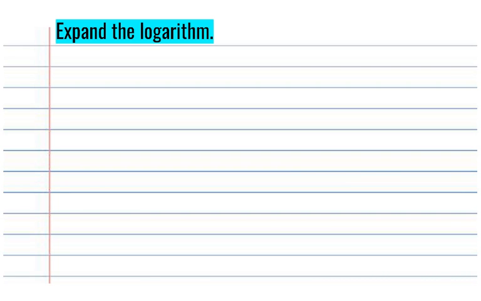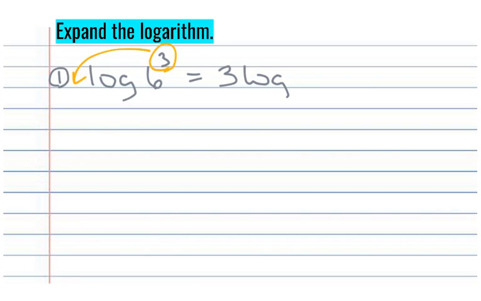So let's say they want us to expand the logarithm. The first example they give us is log 6 to the 3rd degree. This would follow under that power property since we have 6 to the 3rd power. So what can we do to expand this logarithm? We can take our 3 and move it out front. So this is the same thing as 3 log 6.